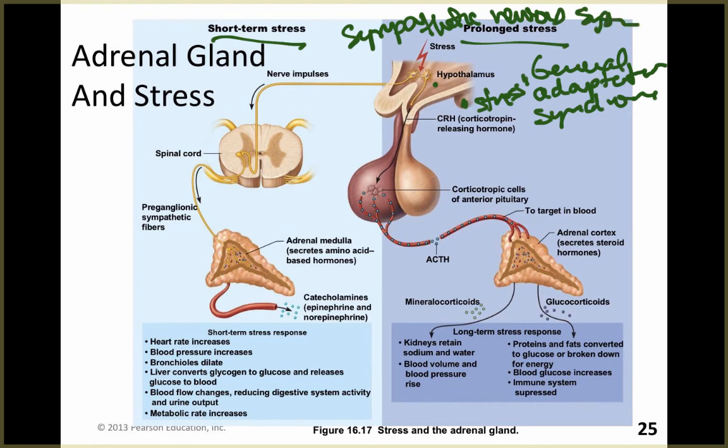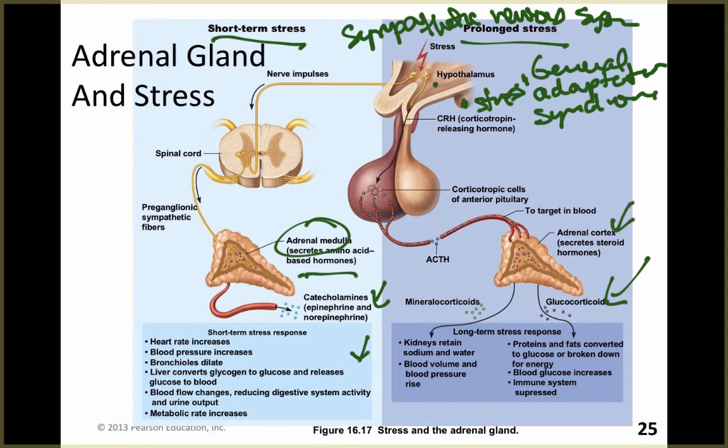And this is going to basically activate the adrenal medulla, right? And you're going to release things like catecholamines, which are epinephrine and norepinephrine, and you'll get all of this, right? But it also releases over here, if you can see, corticotropic releasing hormones. And this is in the adrenal cortex, right?